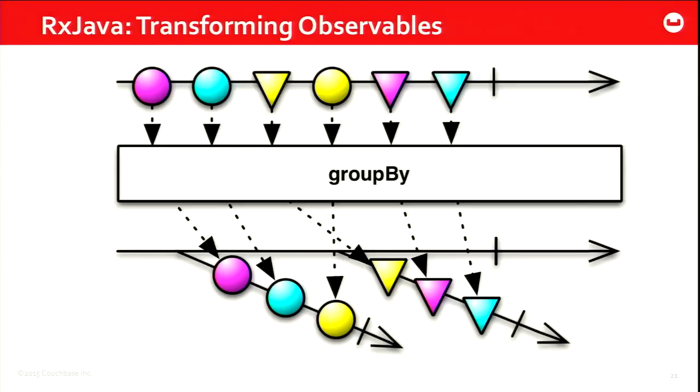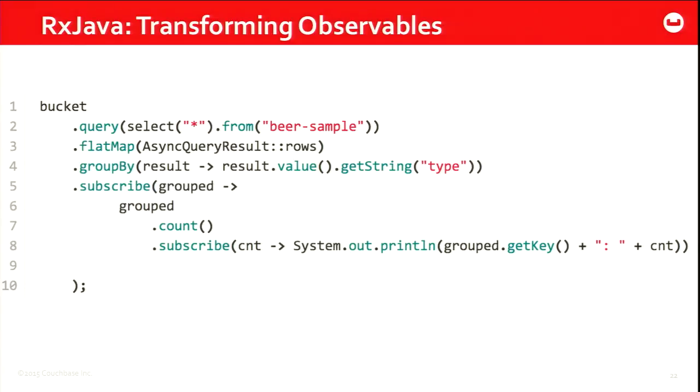Another operator where you can transform observables is called group by. Group by basically allows you to take your input data and group it by a key that you define. The outcome will be different observables, based on the key that you identified, right? So here we have triangles and circles, and all the triangles get one stream, and all the circles get another stream, right? So let's do a concrete example again.